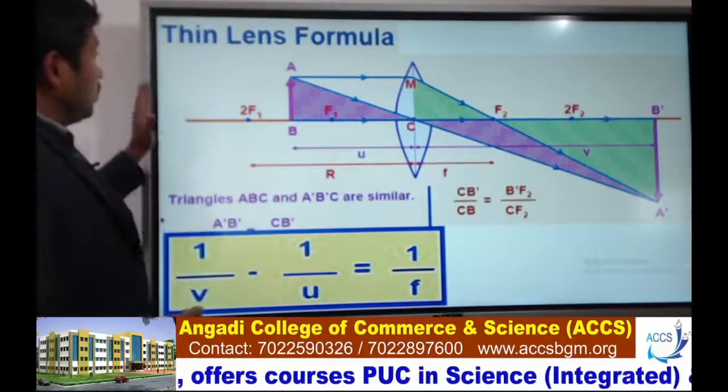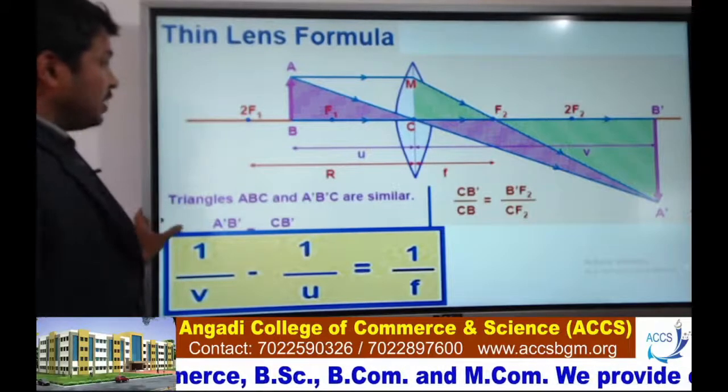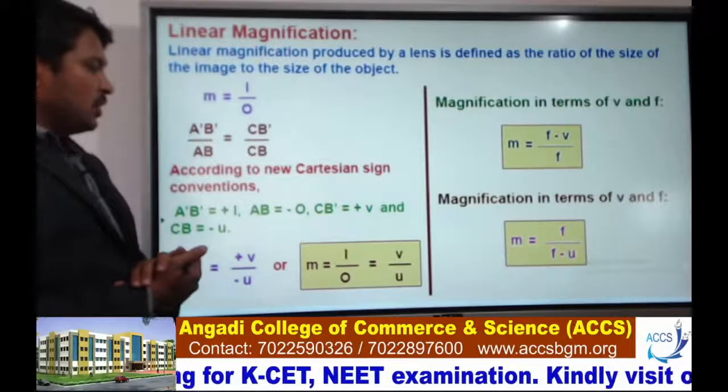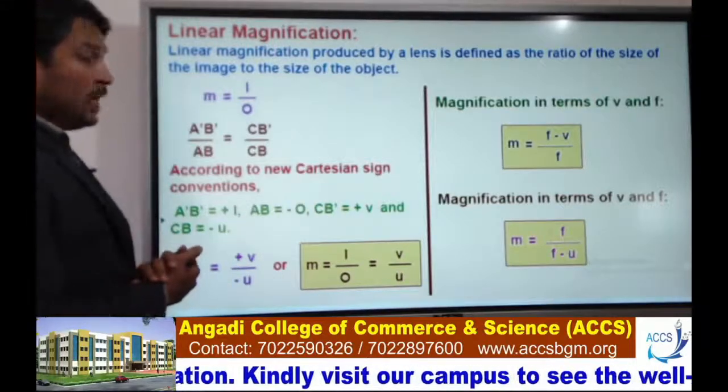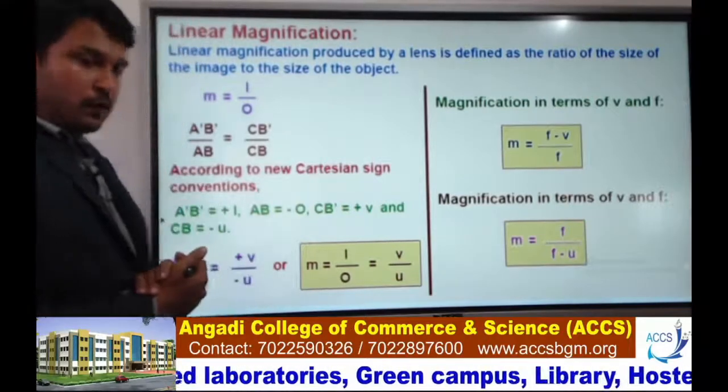But when two or three lenses are placed in contact, what is the formula that time? That time the formula is 1 by f equals 1 by f1 plus 1 by f2. Okay.